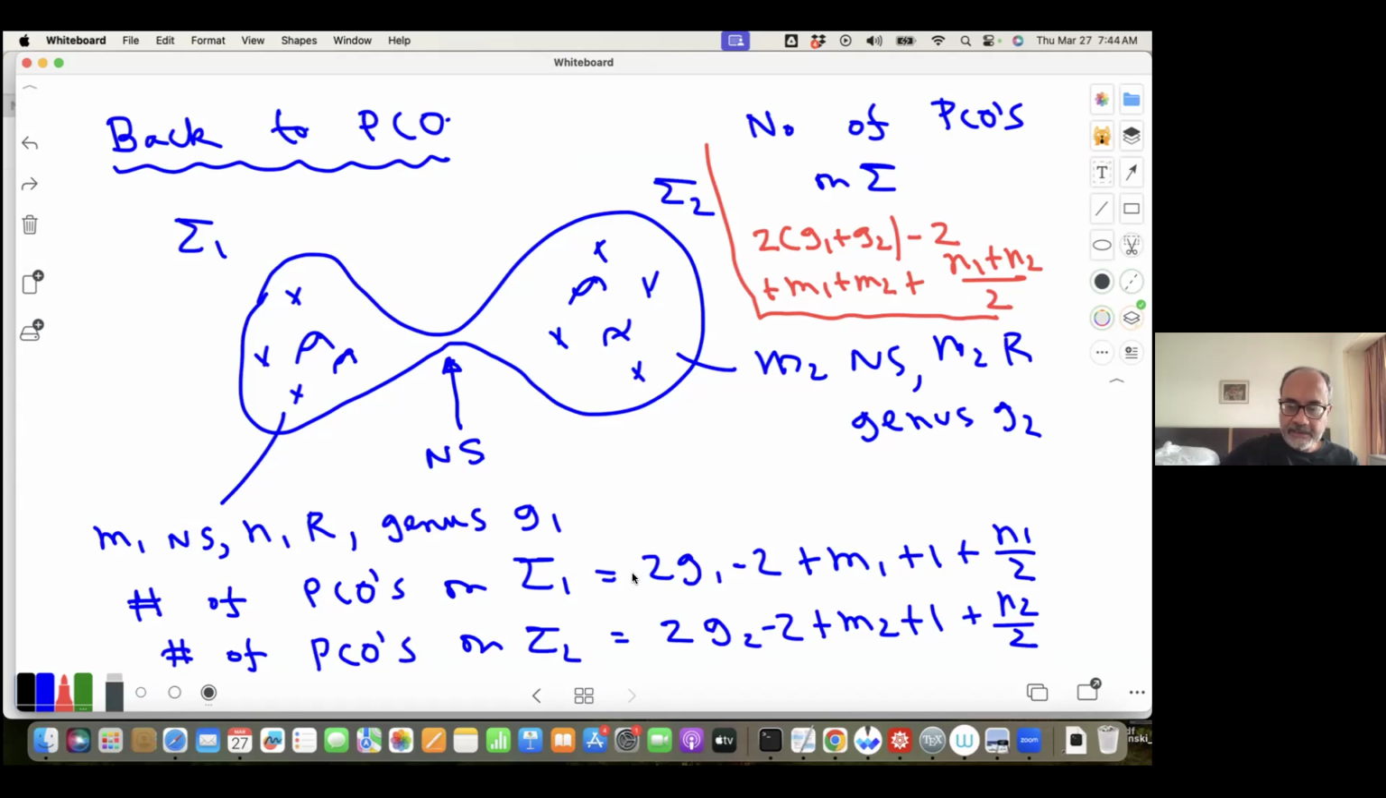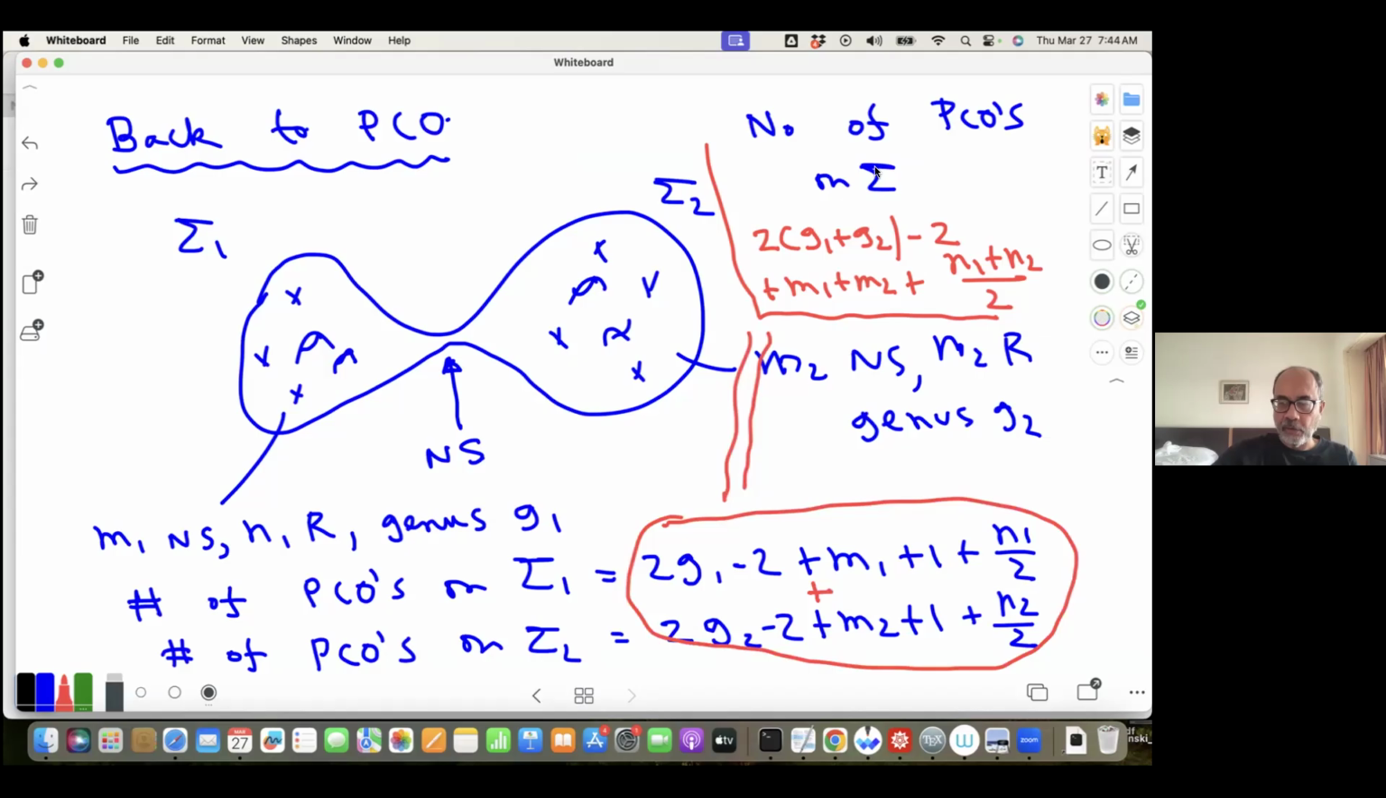Is this clear? So what you are checking here is that the sum of these two should be equal to this, and you can check that they are the same. So it makes sense to say that we'll choose the PCO locations on sigma so that they distribute on sigma 1 and sigma 2 exactly the way they were if we had not known about sigma at all, but had only chosen the PCO locations on sigma 1 and sigma 2.